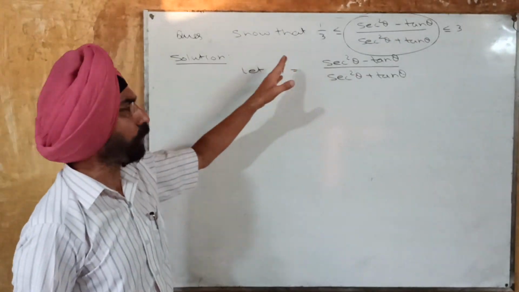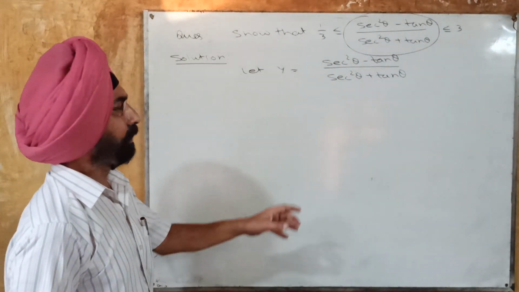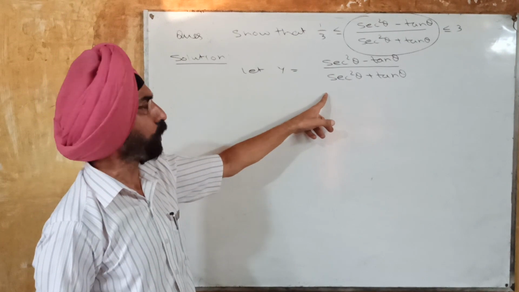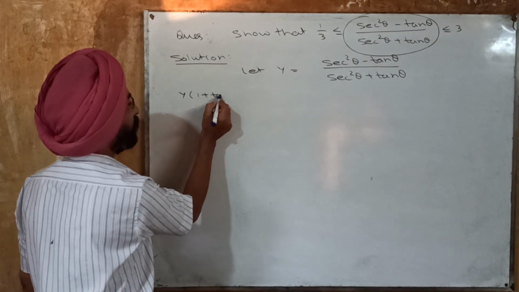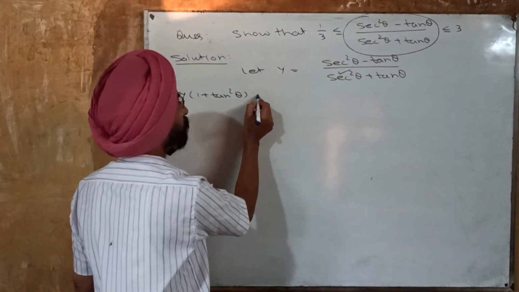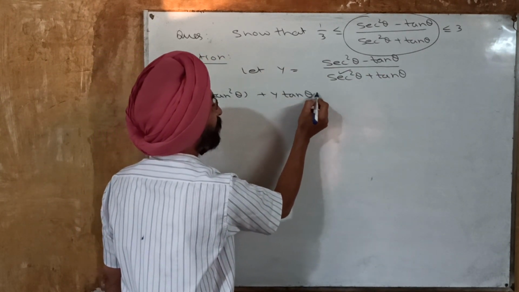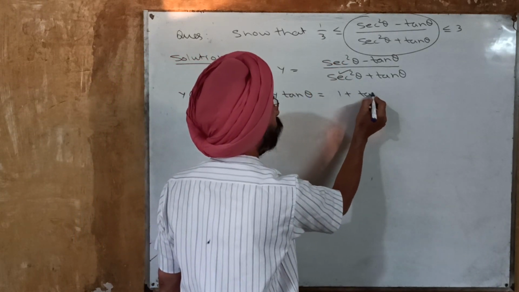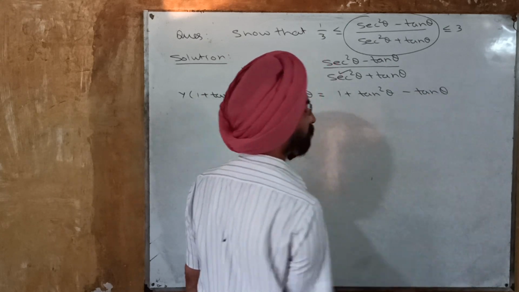Take this denominator to the left hand side, multiply by y, and break this secant square theta into 1 plus tan square theta. What you are going to get now is y into 1 plus tan square theta. This secant square theta I have written like this, plus y into tan theta is equal to, on the right side you will get this secant square theta as 1 plus tan square theta and this minus tan theta.